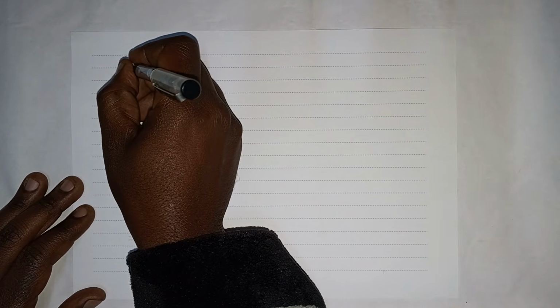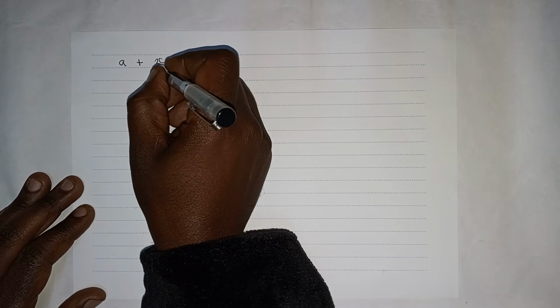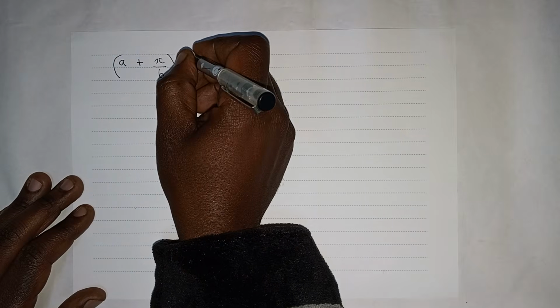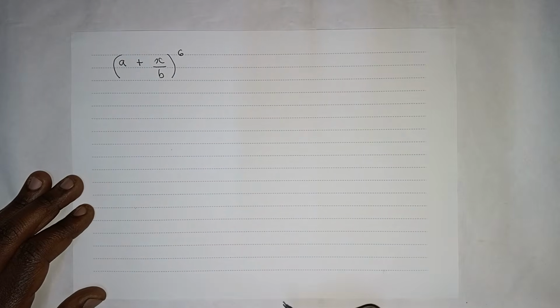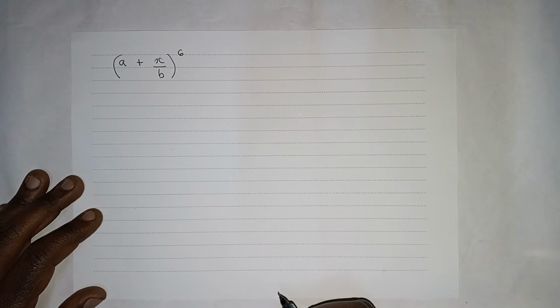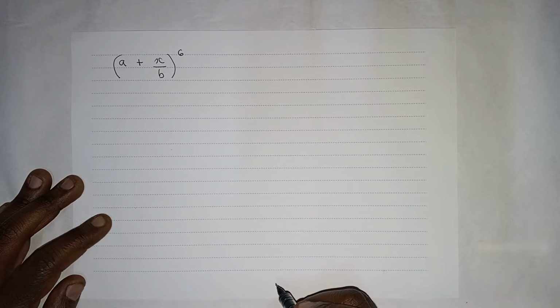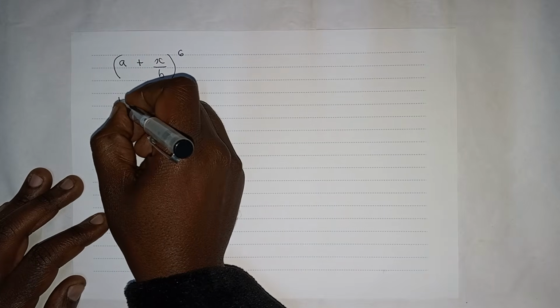We are given a plus x divided by b raised to the power 6, and we want to obtain the first three terms in the expansion. Let's begin by constructing the Pascal's triangle.